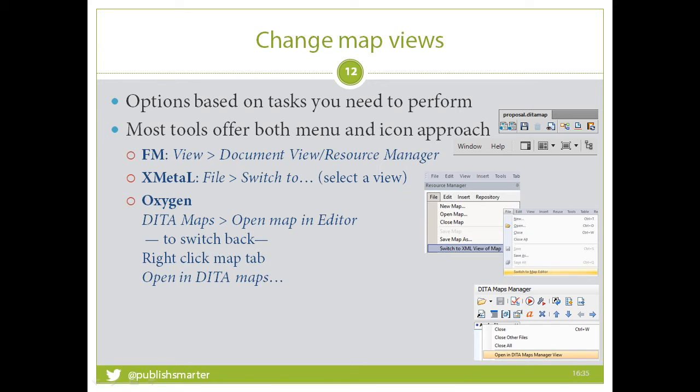In XMetaL, you use the File menu, and you have to go through File and switch to the XML view, or click on File and switch to the Map Editor. And if you are trying to switch to the XML view of the map, make sure you click the file that is in the Resource Manager, not the file that is located at the very top of the XMetaL window. When you have a map and you're in the map view, you're working with what's called the Resource Manager.